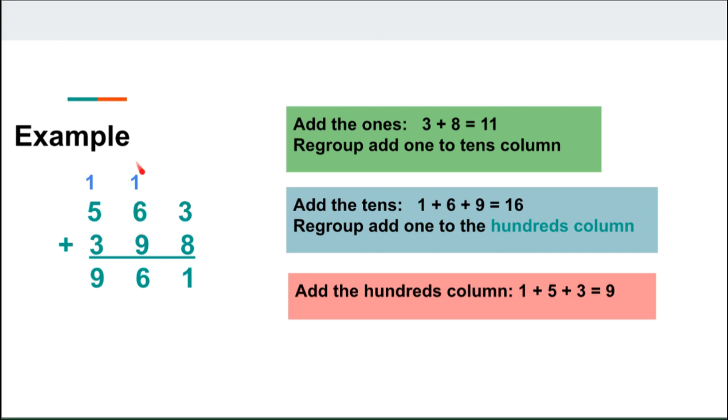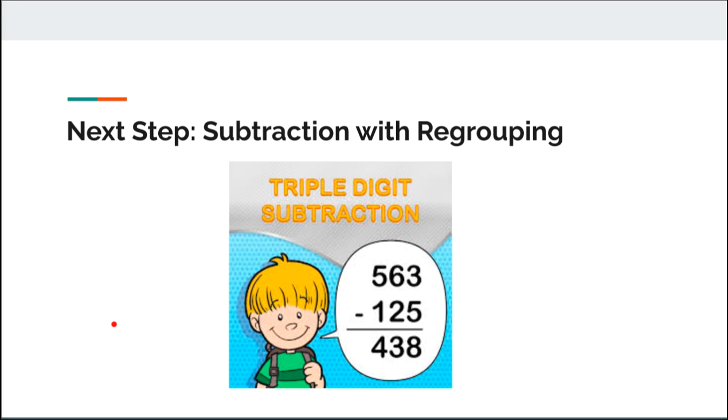15 and 1 makes 16. Another problem. We're going to keep the 6 and add a 1 to the hundreds column. Now we're going to add the hundreds column. 6 and 3 is 9. And we come up with 961. So what's our next step?